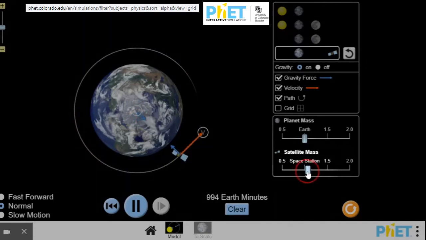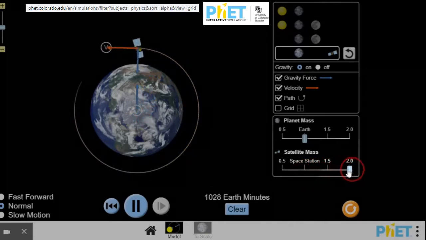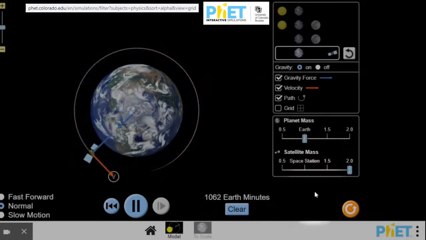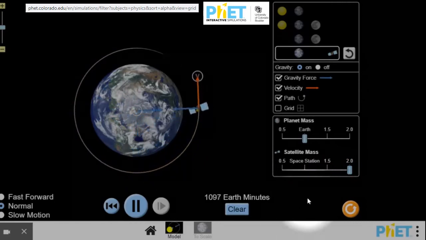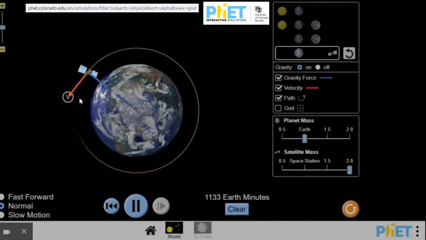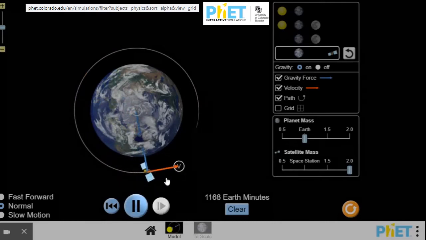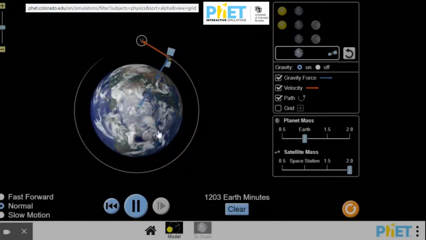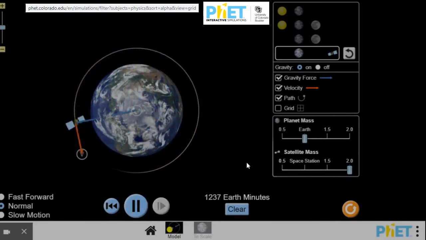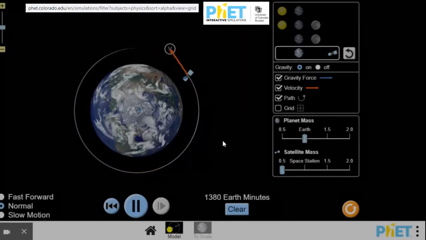What we can do here is just see the effect of putting up a different mass satellite. If we increase the mass of the satellite, you can see the gravitational force getting bigger, but it does not affect the orbit. The mass of the satellite is not affecting the orbital path. So it's not a factor that we need to consider when we're putting a satellite into orbit. It's just that velocity that we need, at a particular distance from the Earth.